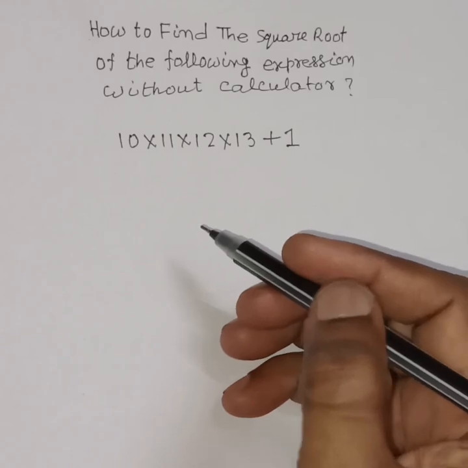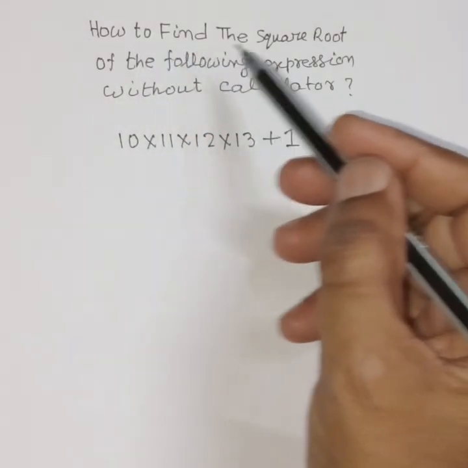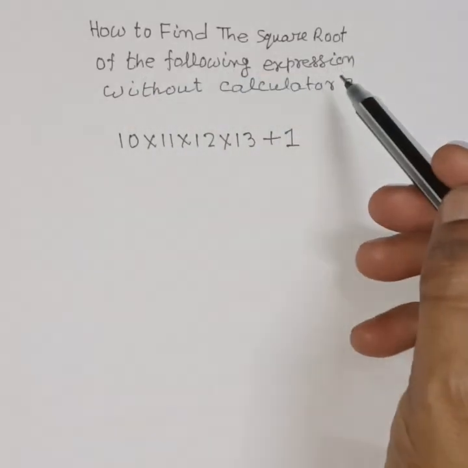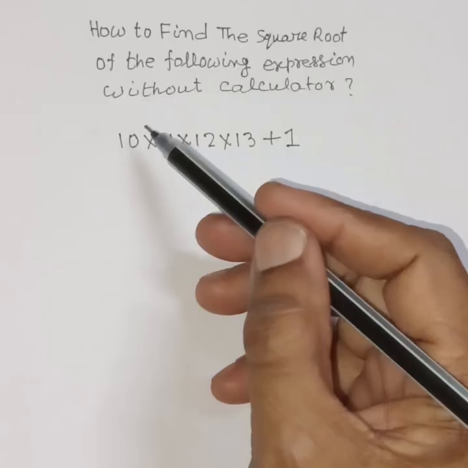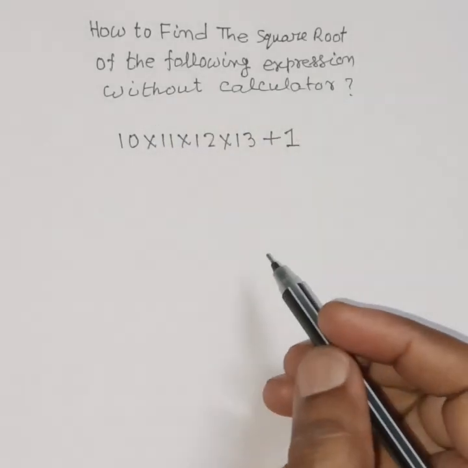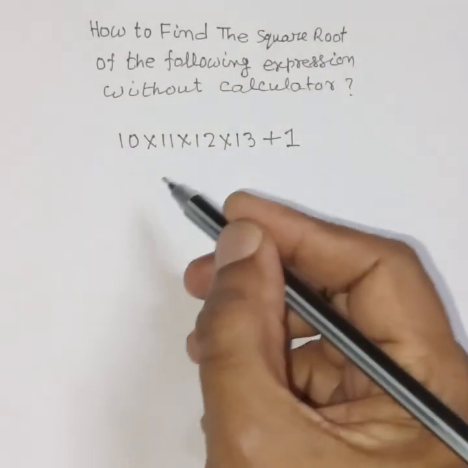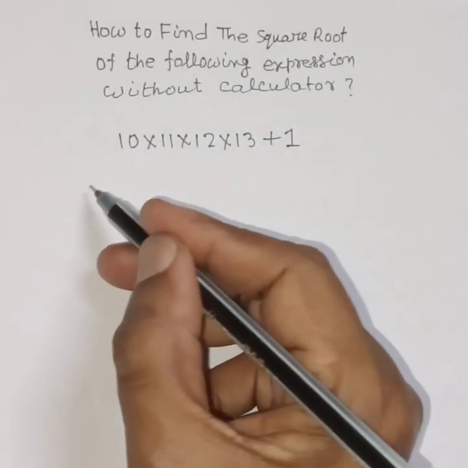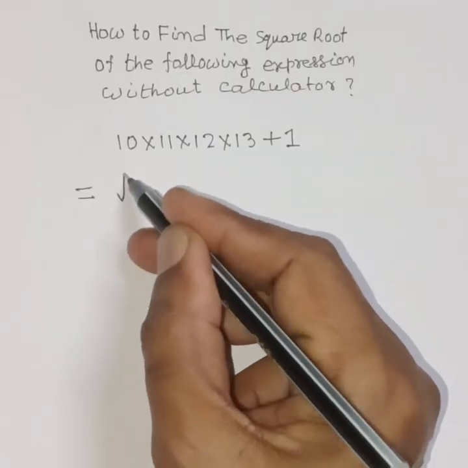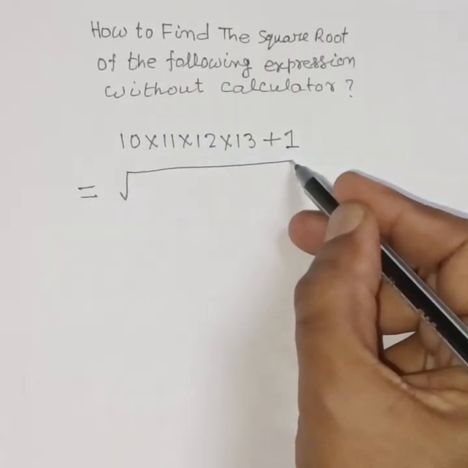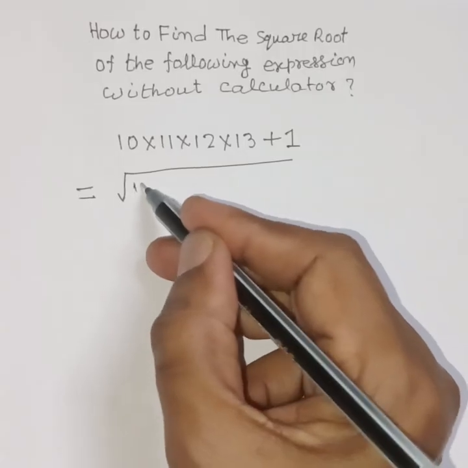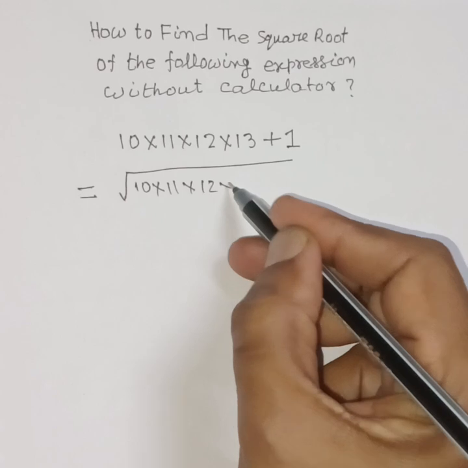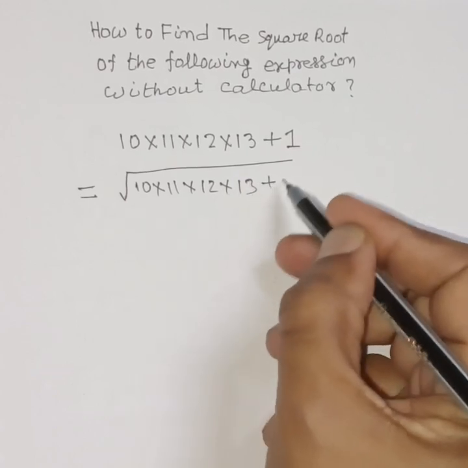Hello everyone, how to find the square root of the following expression? We do not use calculator. Now solution. We find the square root of this expression. So take square root of this expression, that is square root of 10 into 11 into 12 into 13 plus 1.